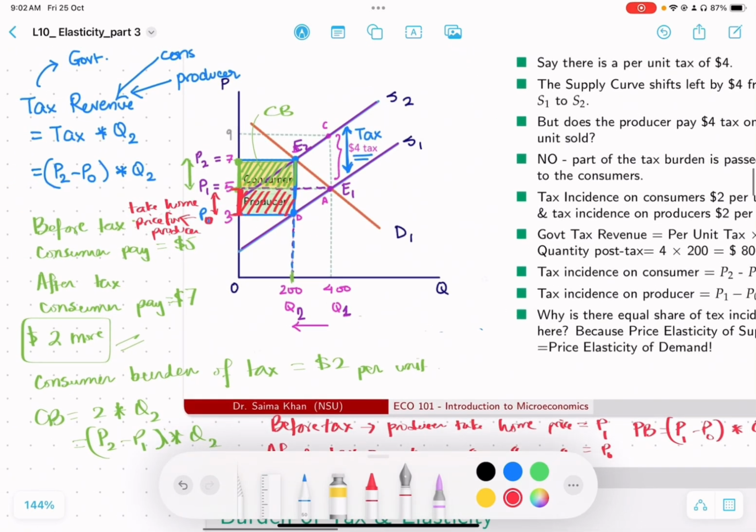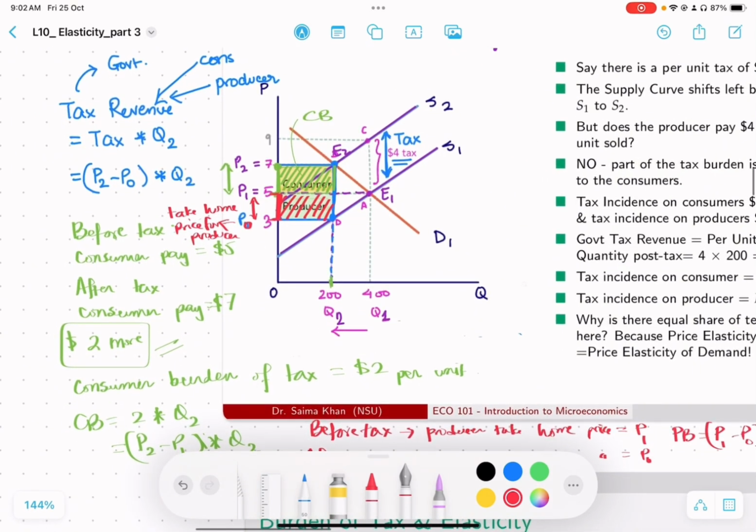In this case, we have a unique scenario where out of the $4 tax per unit, $2 per unit is paid by the consumer and $2 per unit is paid by the producer. This will not always be the case, and that is what we're going to see in upcoming videos as we deal with different elasticities of demand and supply.